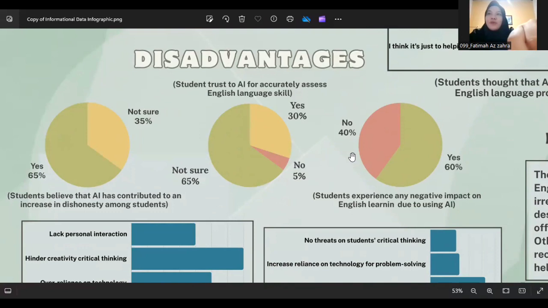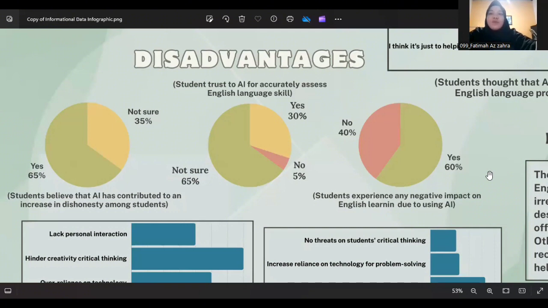All right, thank you to the moderator who has given me the opportunity to explain the next material. It's about disadvantages from this survey. As you can see here, there are 5 disadvantages, and we have 3 diagrams and 2 bar charts. For the first diagram, it's about students' belief that AI has contributed to an increase in dishonesty among students.